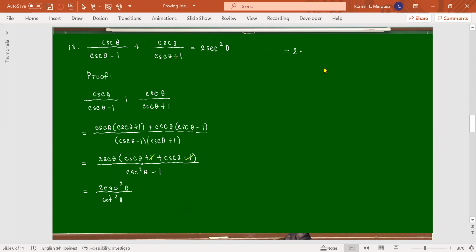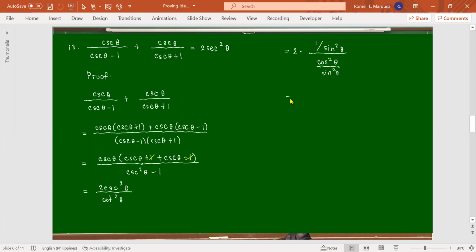So this is equal to 2 times cosecant squared theta, which is equal to 1 over sine squared theta, by the reciprocal identity. Then cotangent squared theta is equal to what, in terms of sine and cosine? Cosine squared theta over sine squared theta. Okay?